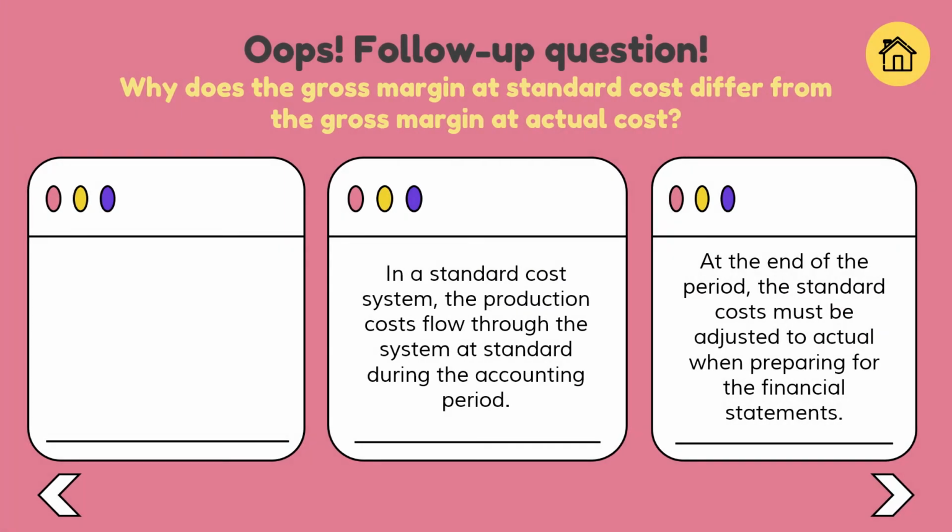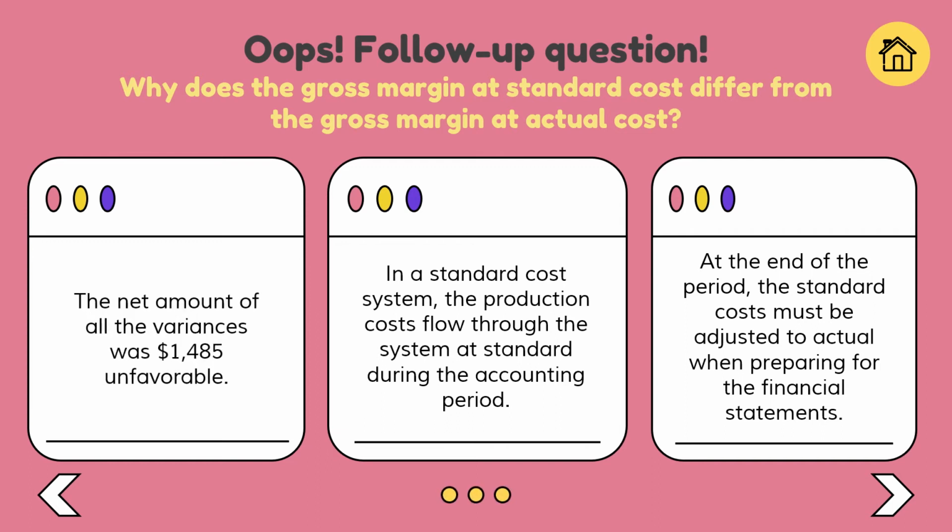Oops! There's a follow-up question. Why does the gross margin at actual cost differ from the gross margin at standard cost? Well, the gross margin at actual cost is different from the gross margin at standard cost because the net amount of all the variances was $1,485 unfavorable. In a standard cost system, the production costs flow through the system at standard during the accounting period. At the end of the period, the standard costs must be adjusted to actual when preparing for the financial statements.